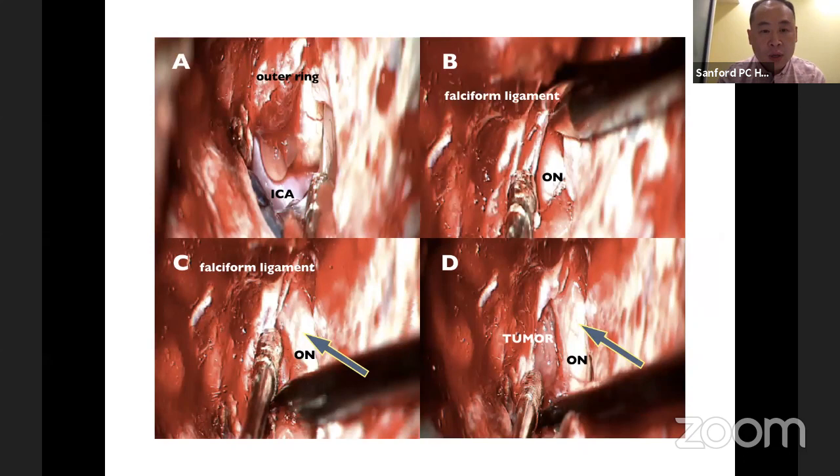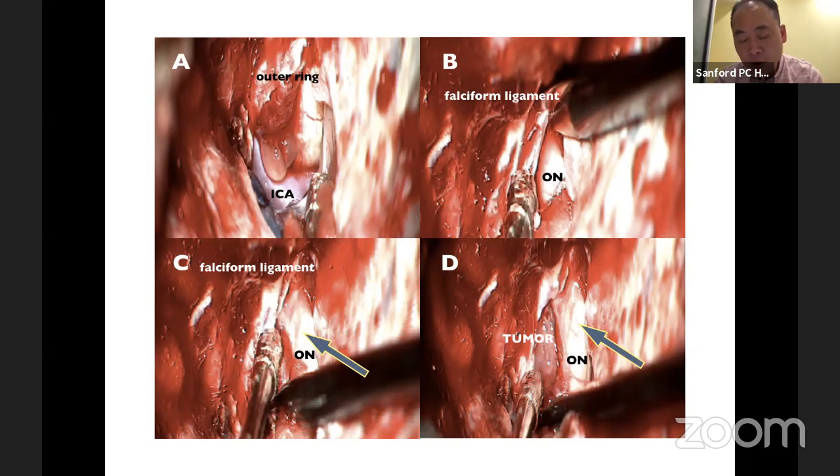Why do we have to remove the outer ring and falciform ligament? As I said, we remove the ring and falciform ligament because we want to release the carotid artery, and the most important is the optic nerve. Like this picture showed, the arrowhead shows some indentation overlying the optic nerve. If you don't remove the falciform ligament, then when you try to remove the tumor, you pull a little bit, you push hard on the optic nerve, and the optic nerve gets injured.